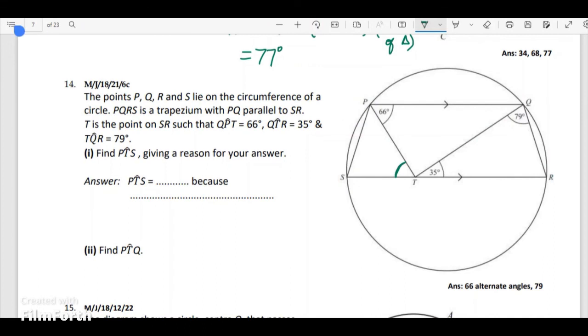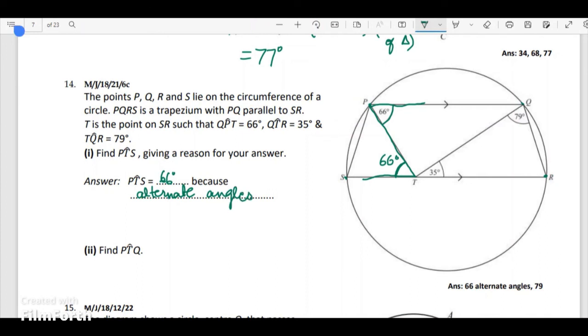Now if you see, they have already told us that RS is parallel to PQ, and if you look closely we can see a Z angle forming here. That means this would be equal to this angle, so it would be 66 degrees. So PTS is 66 degrees, the reason being that these are alternate angles.